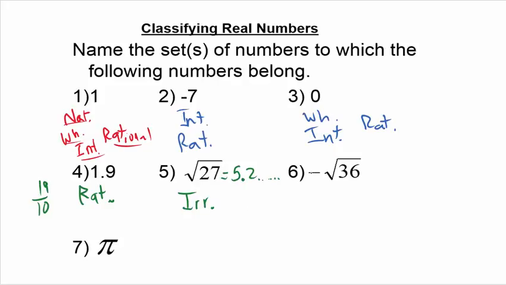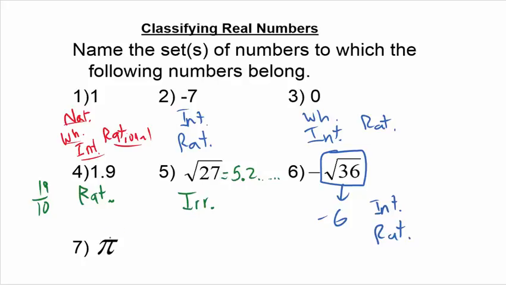Okay, and then number 6 here. If we have the opposite of the square root of 36, you might think that this is irrational because it has a square root. But take a second. The square root of 36 can be simplified to 6. And then we'll just take the opposite of that, so that's -6. So this is actually just an integer and a rational number.